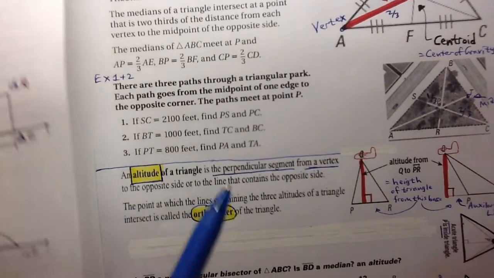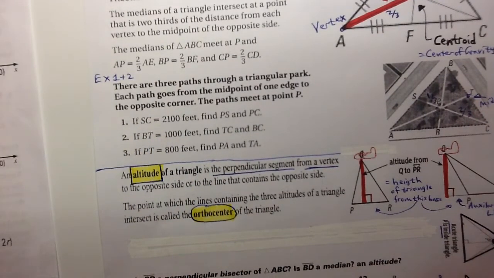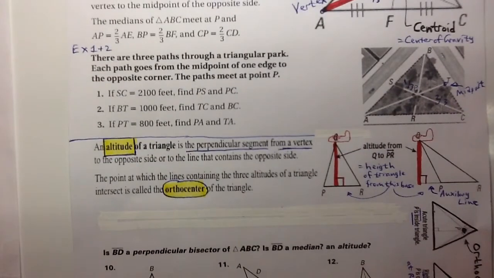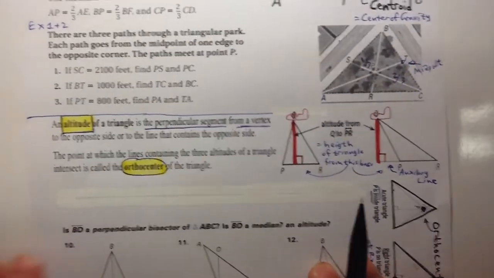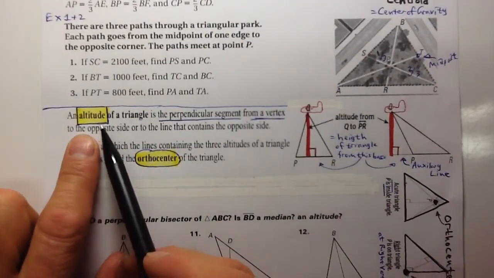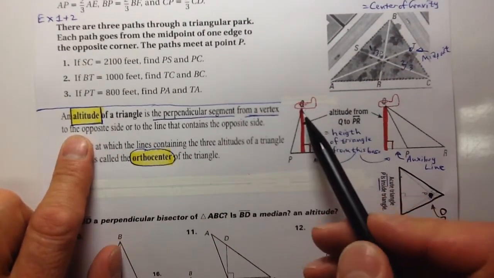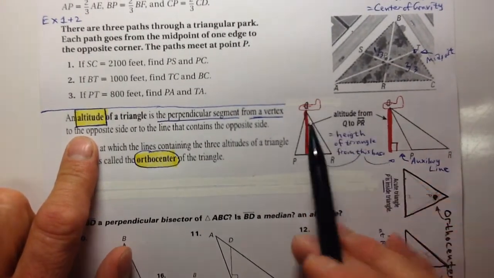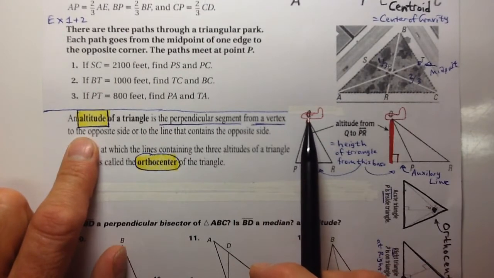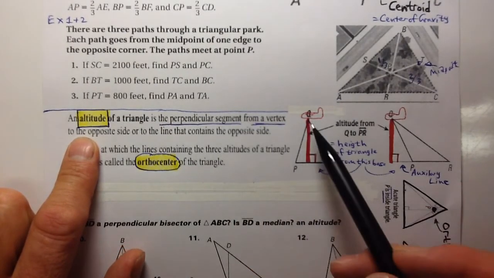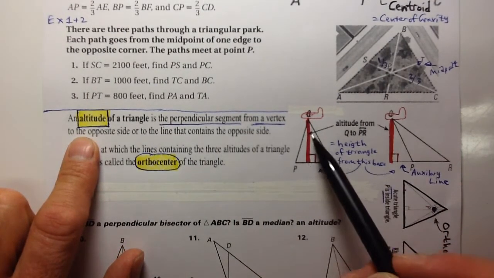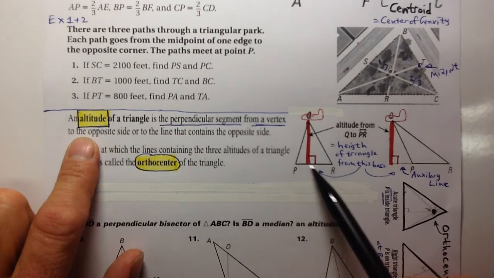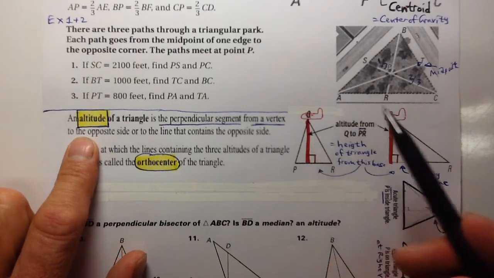Now altitude. Altitude, like I said, is the height of the triangle. So when you see altitude, think of height. And what I've done is drawn this beautiful little plane up here, and pilots have an altimeter in their plane, and it measures the perpendicular distance above the ground. So it's always going to be perpendicular.